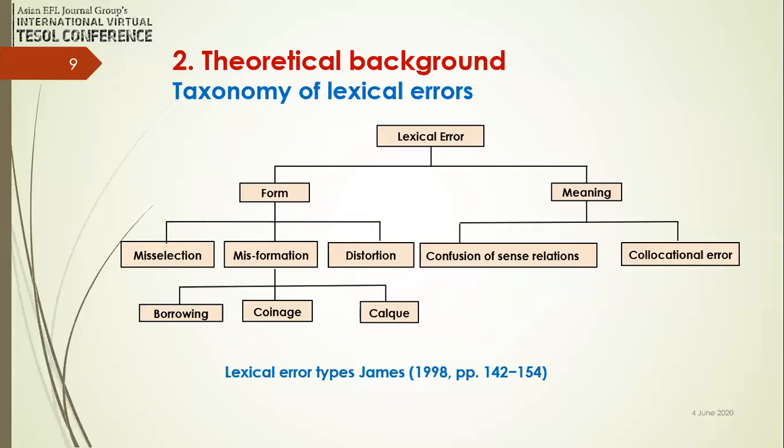caused by, for example, failure of sense relations, going to synonymy or antonymy, or any kind of lexical paradigms. In lexeme relationships, they have a problem of choice while they write. And of course the collocation, the famous collocational error, with lexical and grammatical collocations. This is taken from Lexical Error Types by James, 1998, from page 142 to page 54.